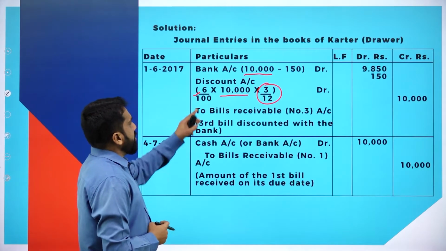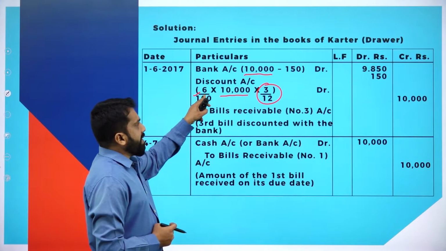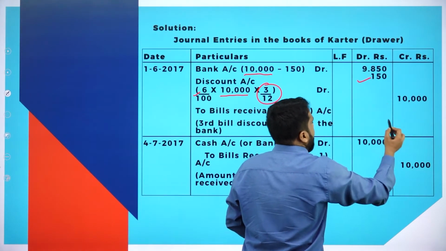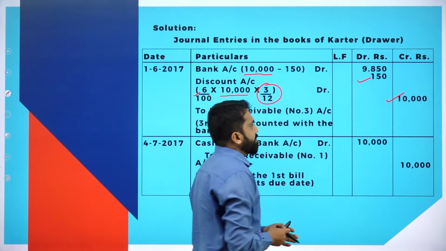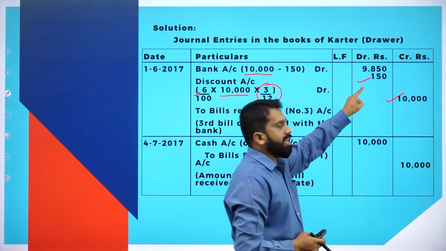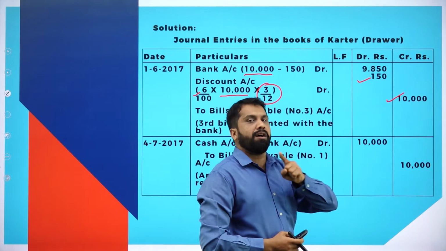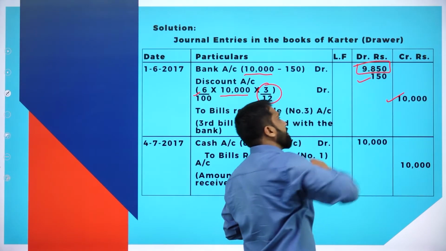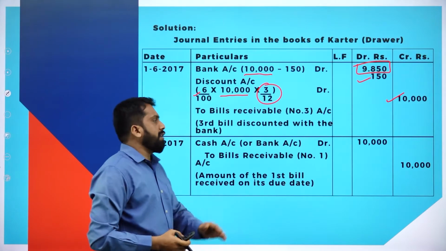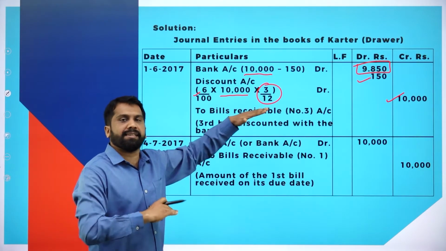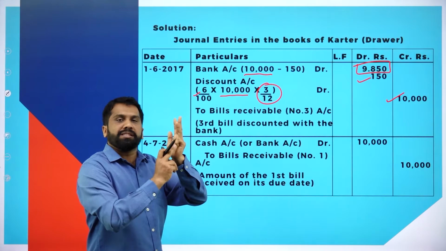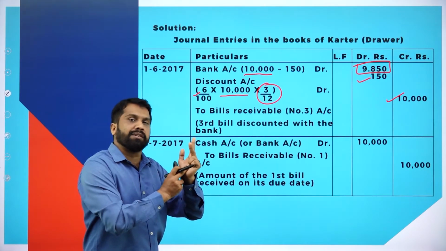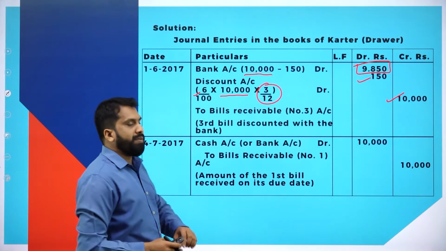Now, so 10,000 into 6 by 100 into 3 by 12. Your answer is 150. Actual bill value is 10,000. From 10,000, if you minus 150, how much will you get? Yes, you will get 9,850. Now your bill 3 is done. Clear? Bill 2 is done. Transferred to Ratna. Bill 3 we have discounted. Now come back to bill 1.